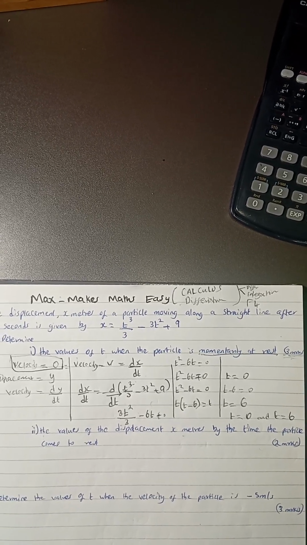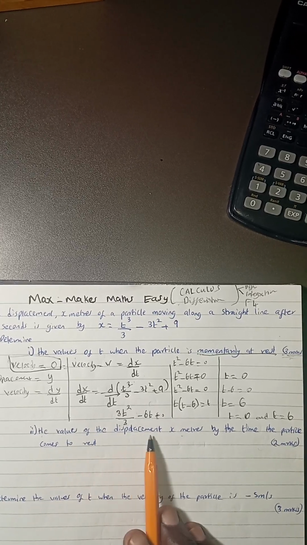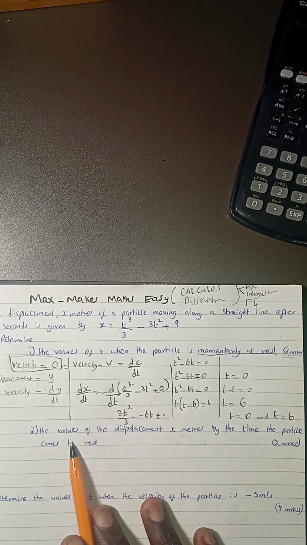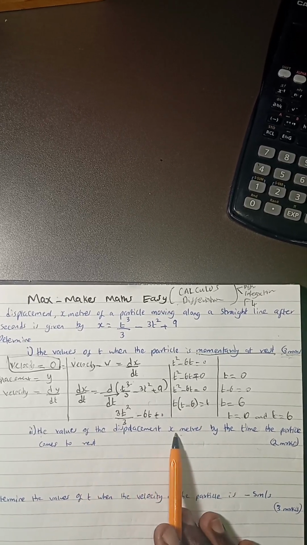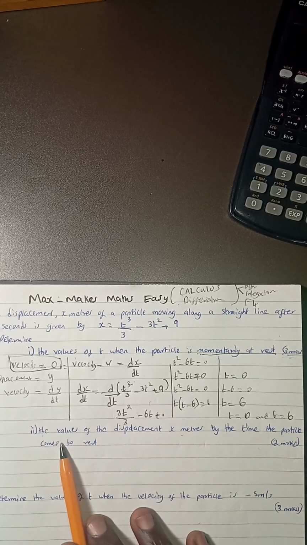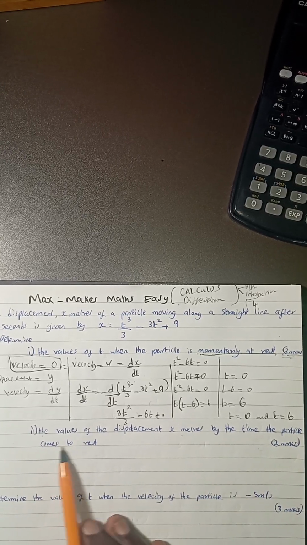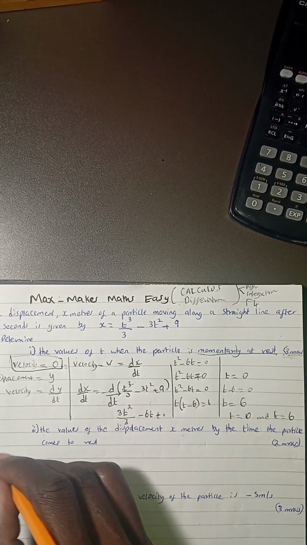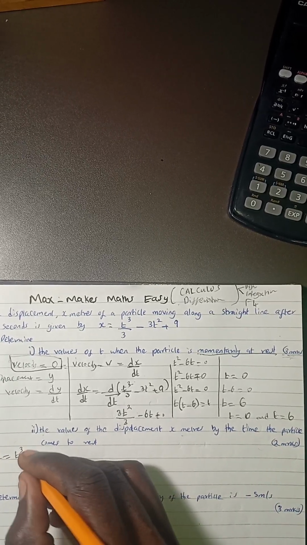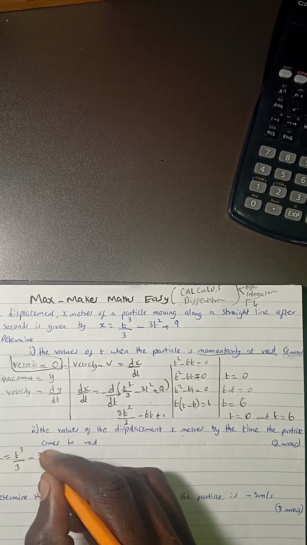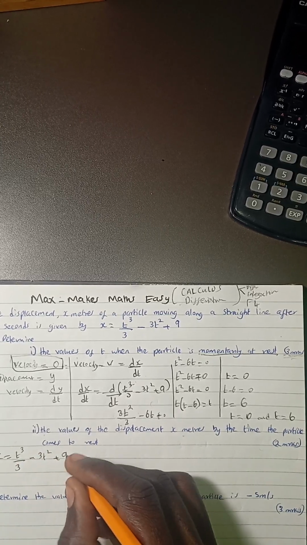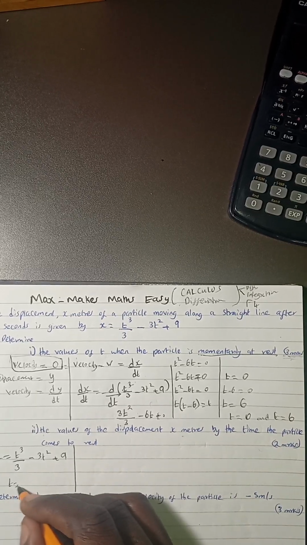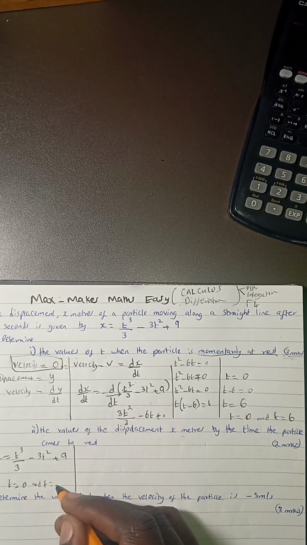So our second question reads, the values of the displacement x meters by the time the particle comes to rest. By the time the particle comes to rest, t is equal to 0 and t is equal to 6. So our displacement is x equals t cubed over 3 minus 3t squared plus 9. When the particle comes to rest, t is equal to 0 and t is equal to 6.